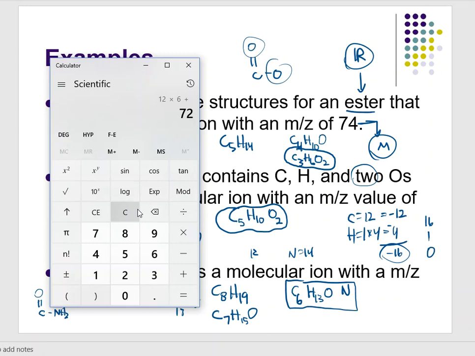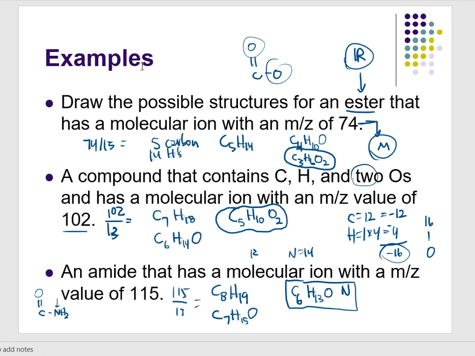All right, so over here to the side, I'm going to add up all the weights. 12 times 6 plus 13 times 1 plus 16 from the O and 14 from the N, which gives me 115 in total. And that's exactly what the question says, my m/z of 115. So again, condensed structure, that's all that I'm after. I have no clue how these are linked, but no big deal. We'll talk about that in another video.